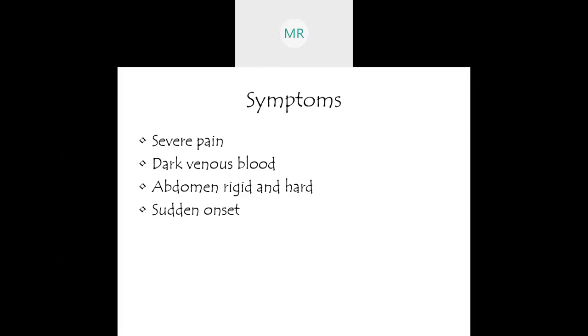And then again, severe pain. Okay, it's a stabbing pain. It's usually high up in the uterine fundus. It's dark venous blood. So there is vaginal bleeding, dark venous blood. Abdomen is rigid and hard. It is a sudden onset. There could be shock. Okay.